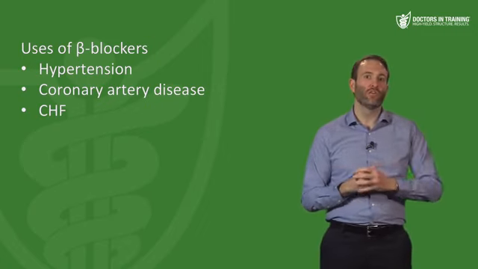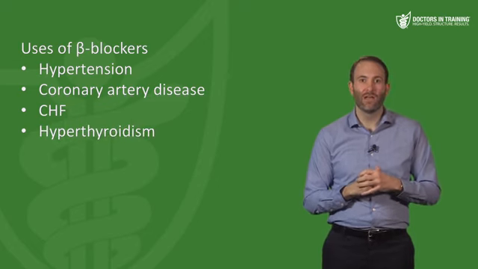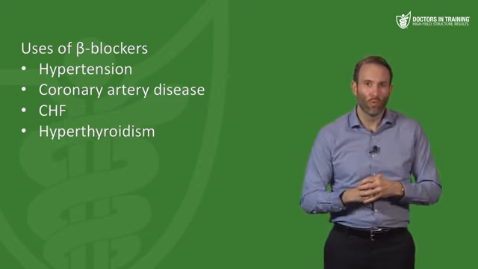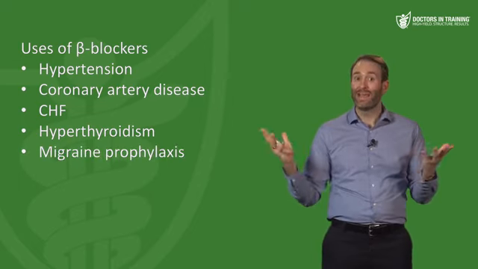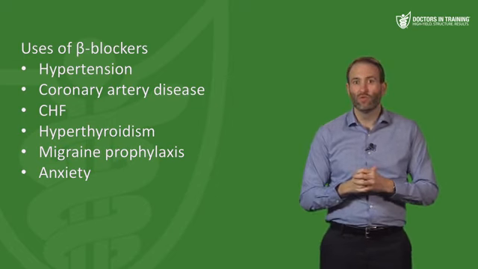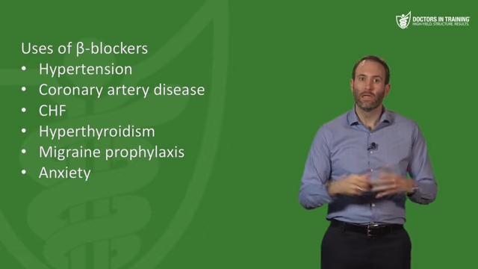Now, less commonly, beta blockers are used to treat patients with symptomatic hyperthyroidism, or in the very rare but very serious thyroid storm. Sometimes we use them for migraine headaches, especially for prophylaxis, even for anxiety. I have a patient who uses propranolol when they have to give a speech in front of a group of people. It keeps their heart rate down.